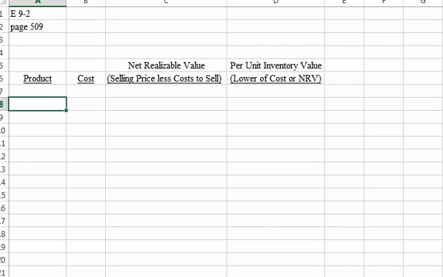We'll now take a look at exercise 9.2 on page 509. It's another lower of cost and net realizable value. Tatum Company has 4 products in its inventory. Information about the December 31, 2016 inventory is as follows. And they give us the product number, the cost, and the total net realizable value.